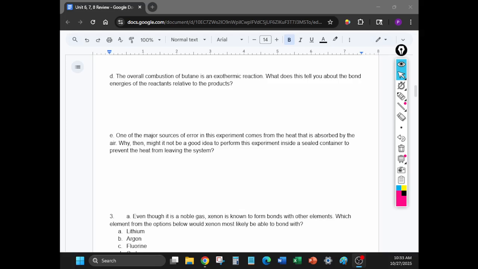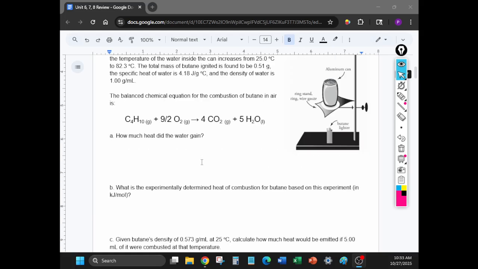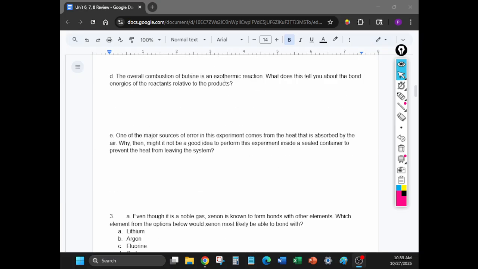All right, so for part D, we were looking at this reaction right here, combustion of butane, the last time we looked at the review. And then it tells you that it's an exothermic reaction. And so what we're doing in this question is we are comparing the bond energies of the reactants relative to the products. Basically, the energy is stored in the chemical bonds, and your job is to just basically explain which one is higher, the reactants or the products.